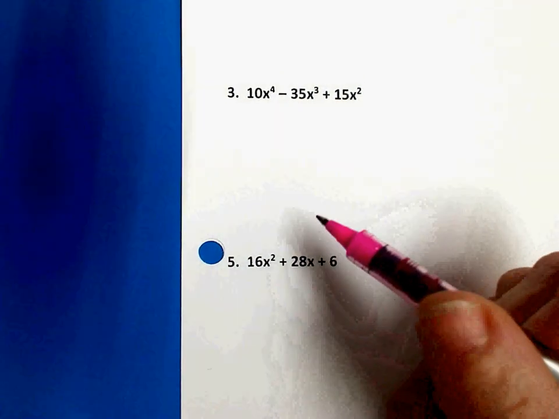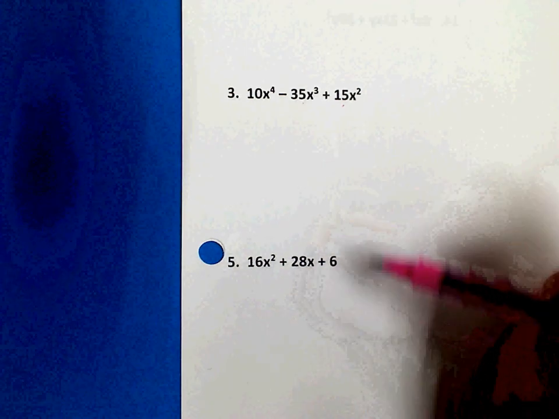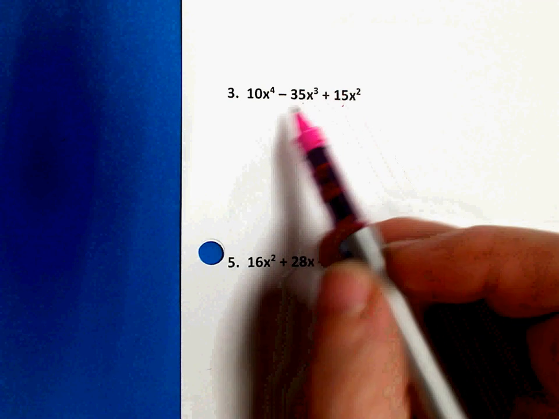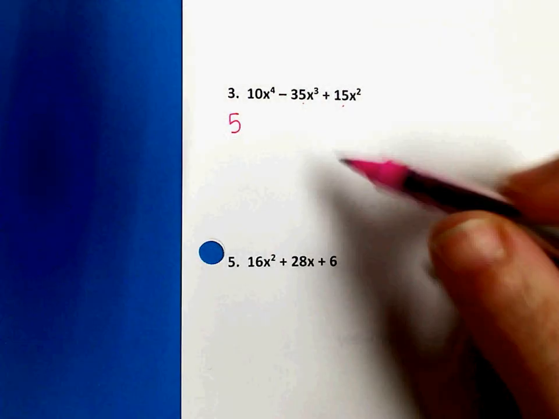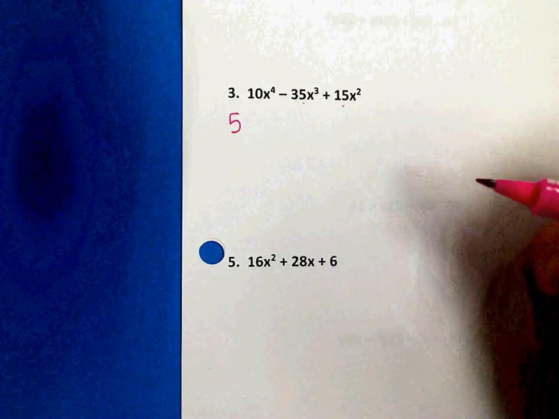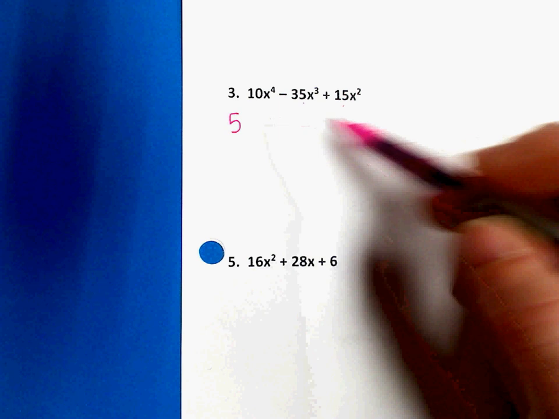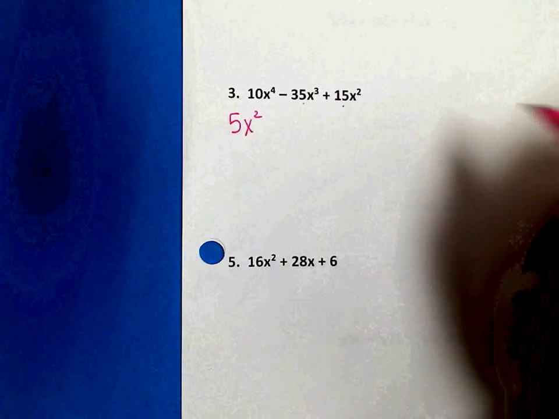Starting by checking for a GCF for 10, 35, and 15. The largest number that will divide evenly into all three of those is 5. This one has 4 x's, 3 x's, and 2 x's, so the most I can take away from each is 2, since this one doesn't have more than 2 to give up.